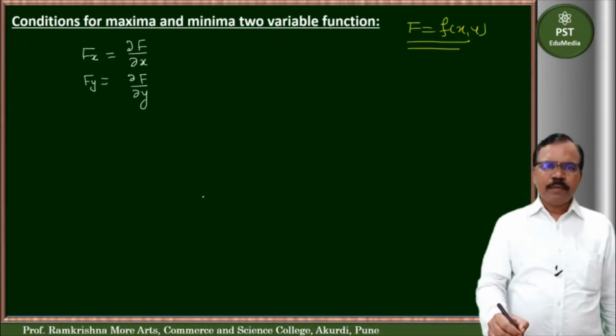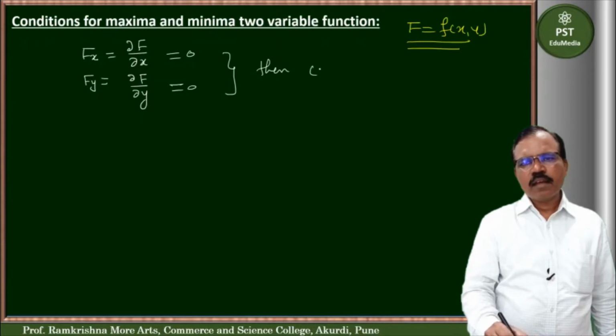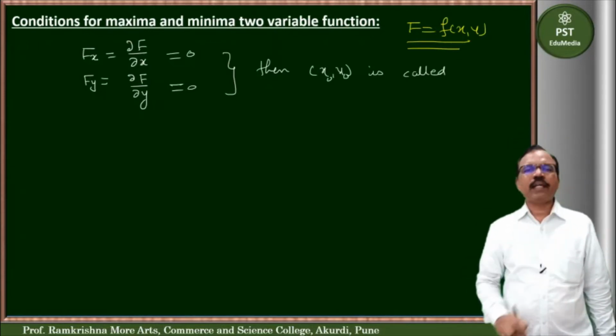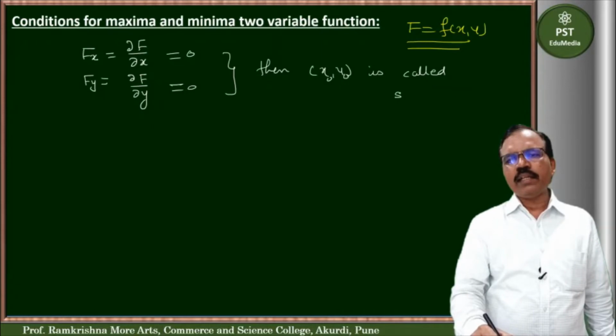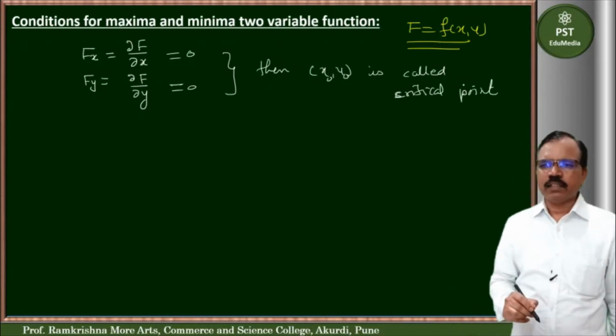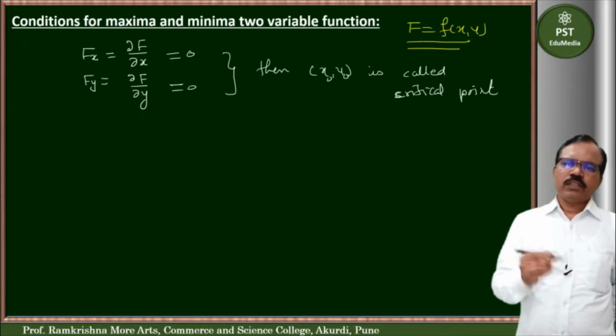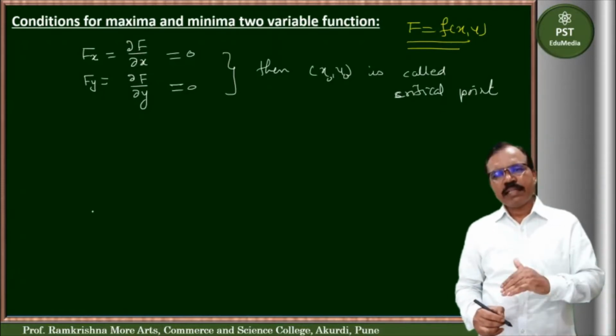Now, if both are 0 at, suppose, x0, y0, then x0, y0 is called a critical point. Or you can say stationary point. So it is a critical point. Now that critical point may be a minimum or a maximum. So what is the condition for that?